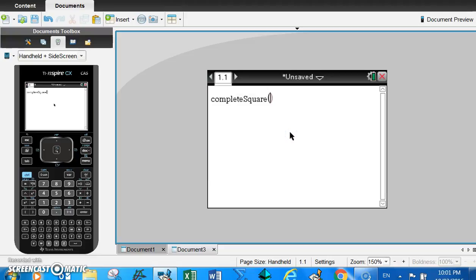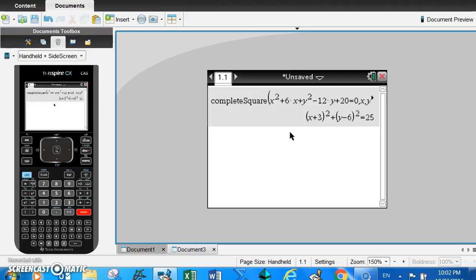And supposing the equation that we have for our circle is x squared plus 6x plus y squared minus 12y plus 20 equals 0. And then we need a comma and an x and a comma and then a y and then enter. And there we have it.